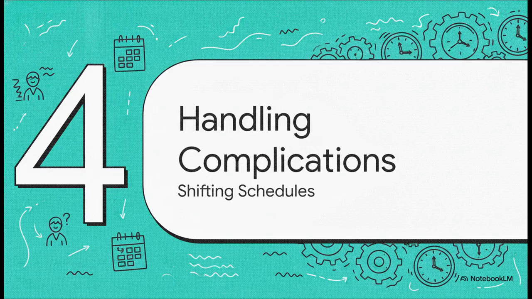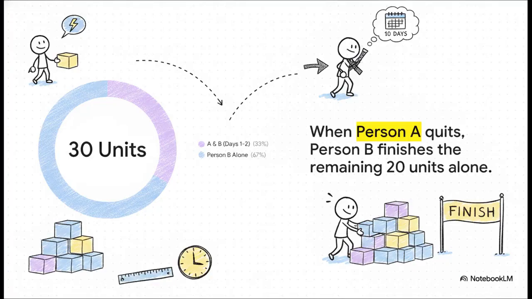All right, Section 4. Handling real-world complications, like quitting and shifting schedules. Because let's face it, the real world isn't perfect. People get sick or they just quit halfway through a job. Using our 30-unit project, let's say person A and person B start working together, knocking out their combined 5 units a day. But after just 2 days, person A abruptly leaves the project.